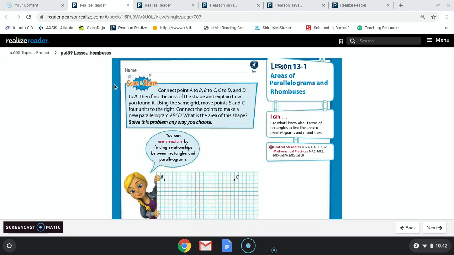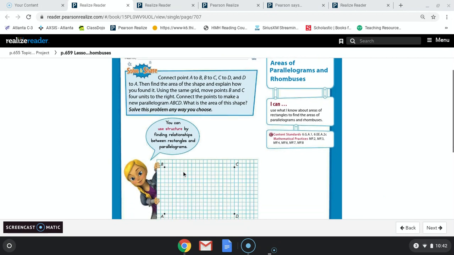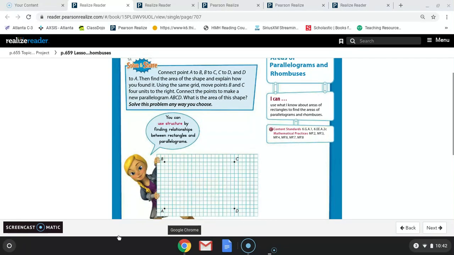And it says connect point A to B, B to C, C to D, and D to A. So if we look down here at her grid, she has some points plotted. She's got A here. So if we were to connect these like they say, we would have A, B, C, D, and then D to A. What does that look like to you? What shape?